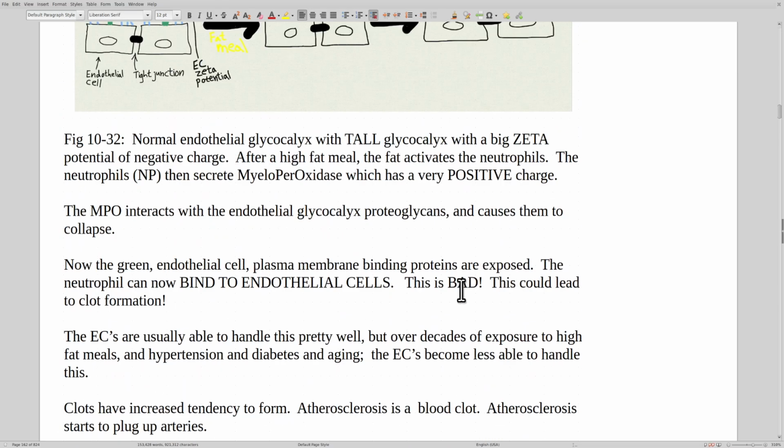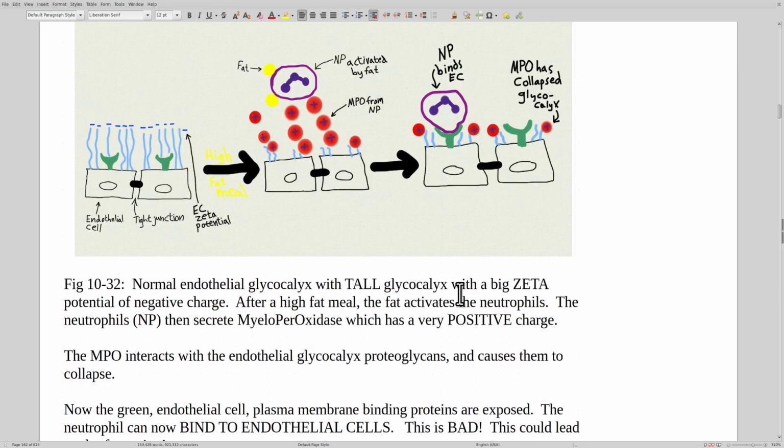All right, we're going to end this one here, and then I'll go into more of this endothelial glycocalyx collapsing in response to high-fat meals, causing the neutrophils to release the myeloperoxidase, the MPO, and that'll be this cationic stuff, positively charged stuff, which then causes collapse of the glycocalyx further, and you can get binding of neutrophils, for example, to these receptors.